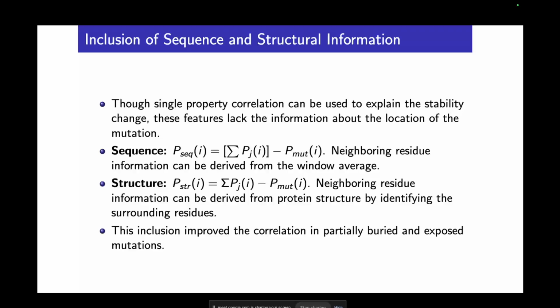It's a sliding window, a larger region, not a single amino acid. So that difference can also be quantified in terms of the wild type sequence versus the mutated sequence. In the case of structure as well, it can be quantified in terms of a lot of things. Say, for example, average x, y, and z coordinate positions of all the amino acids in the mutated state minus in the wild type state. So difference in structure and function is also important and needs to be incorporated. And this inclusion improved the correlation in partially buried and exposed mutations.